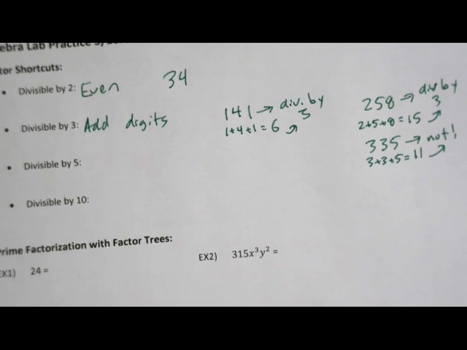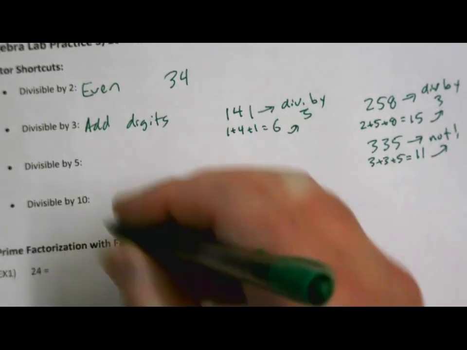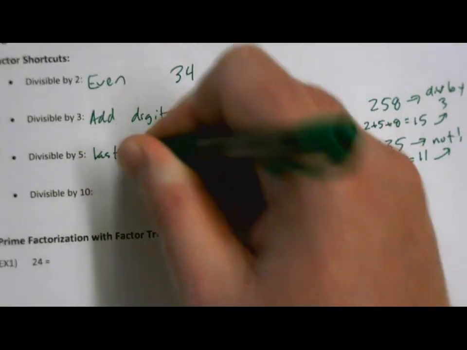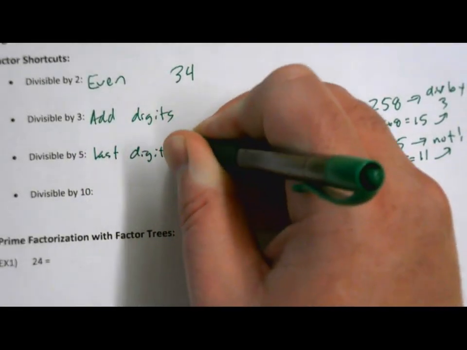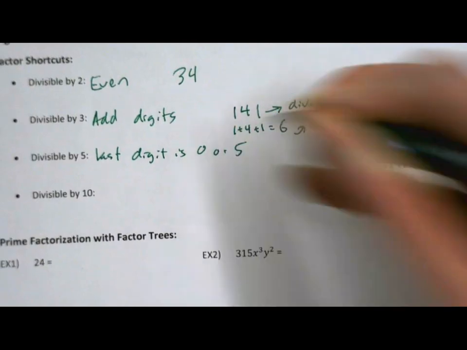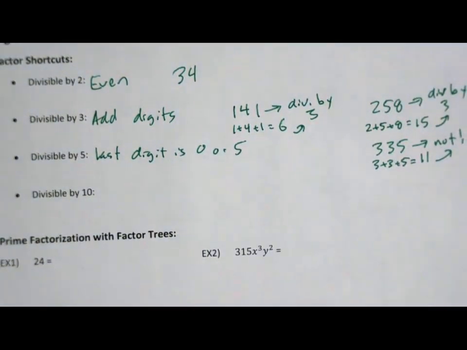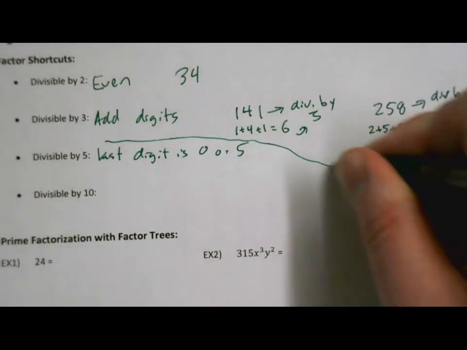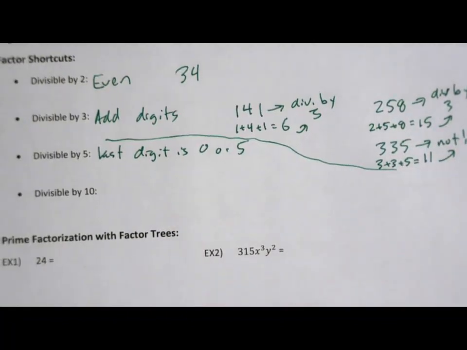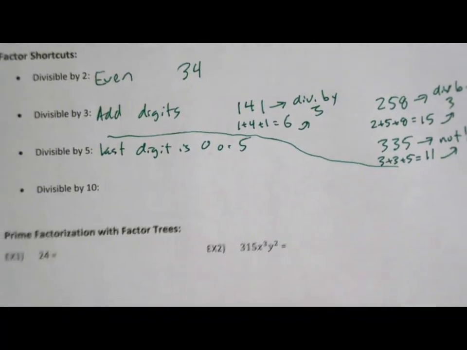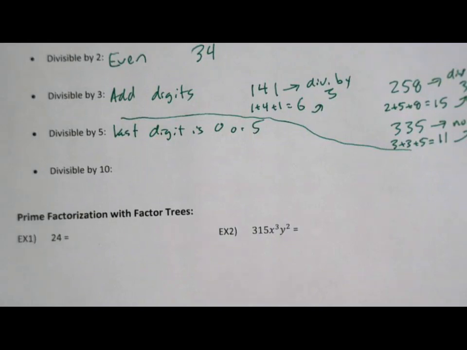How about divisible by 5? How can you tell if something's divisible by 5? Yeah, if the last number is a 0 or a 5, then it's divisible by 5. So if the last digit is 0 or 5, then it's divisible by 5. How can you tell if something is divisible by 10? The last digit has to be 0.